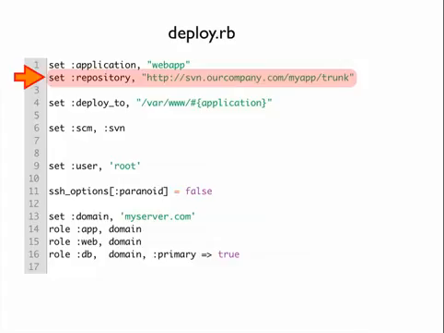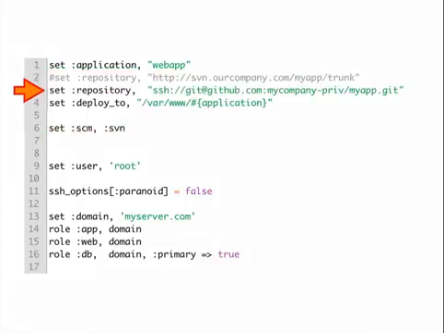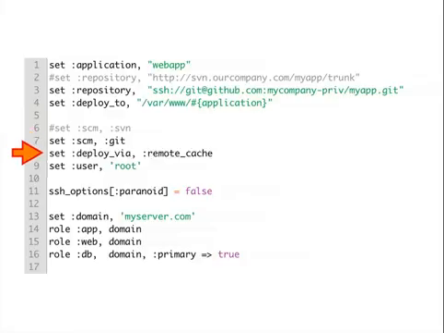Your repository is going to have something Subversion specific that you're going to have to replace with your Git repository, and your SCM might be set to Subversion. So you're going to want to replace your repository with your Git URL and set your SCM to Git. And that's really all you need to do to make Git deployments work in Capistrano. As long as you can SSH to your server and run git clone, it should work fine.